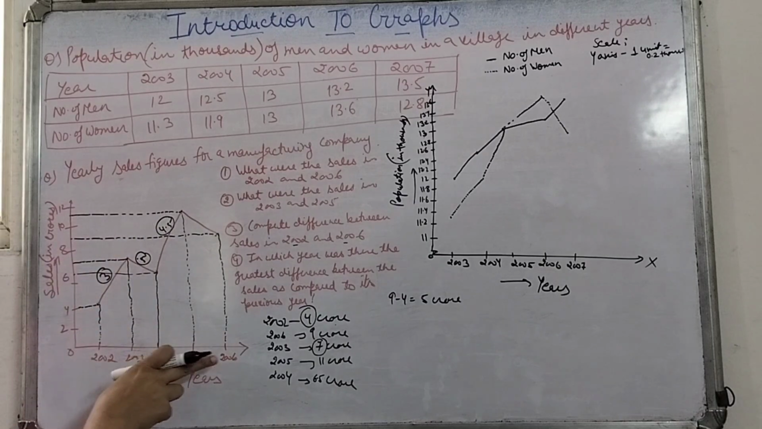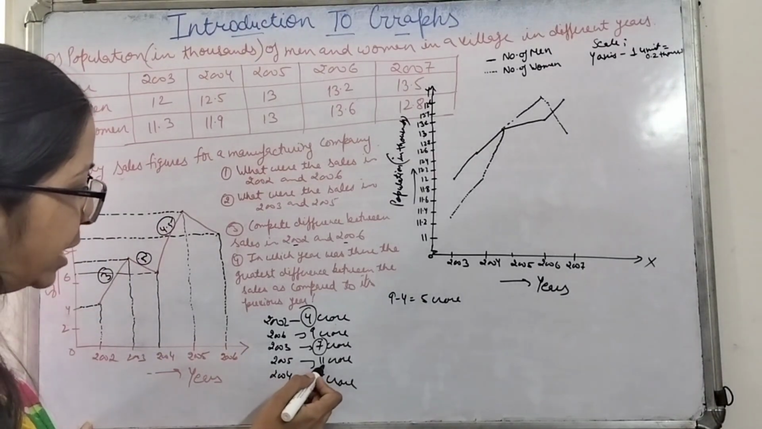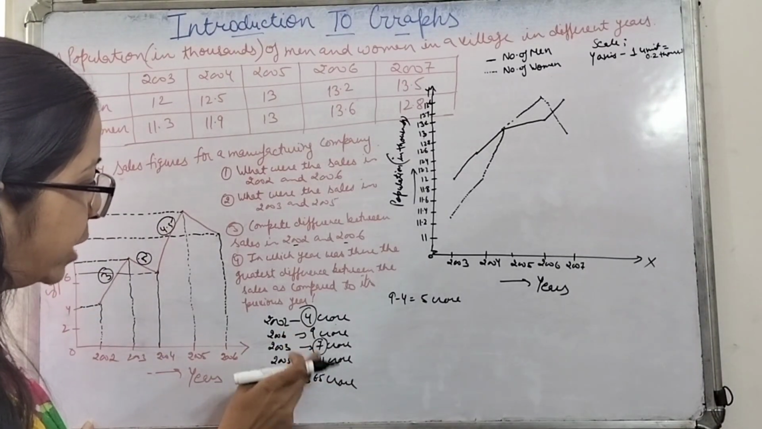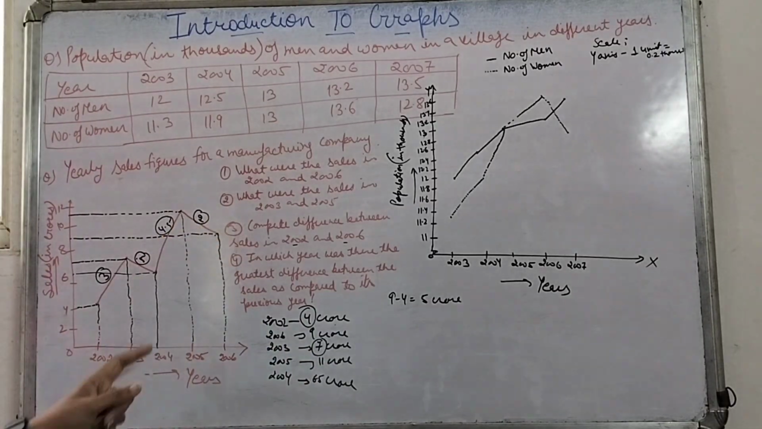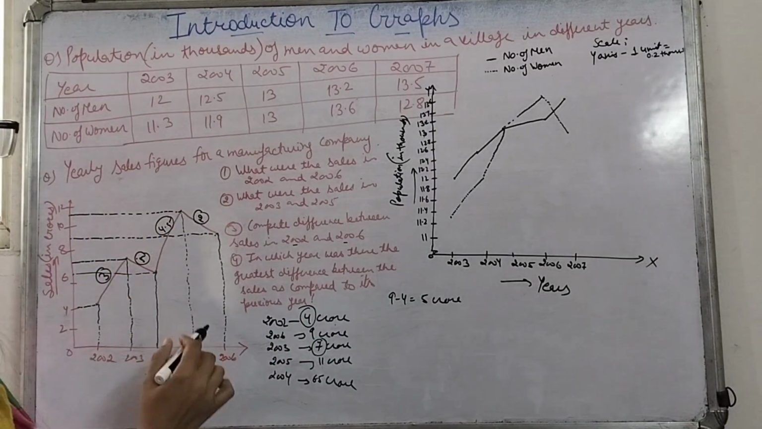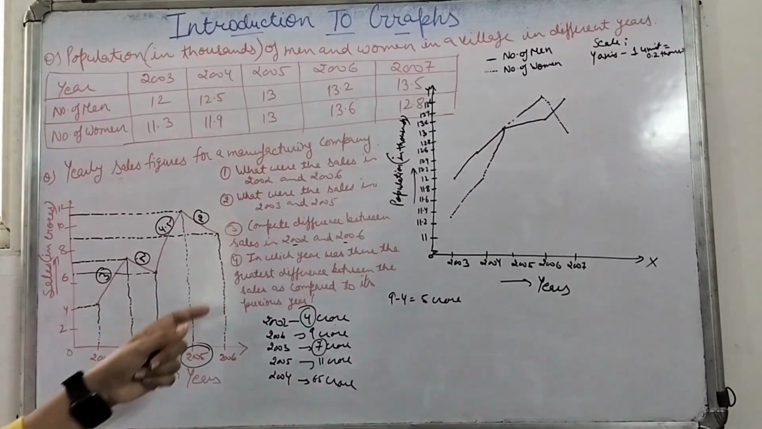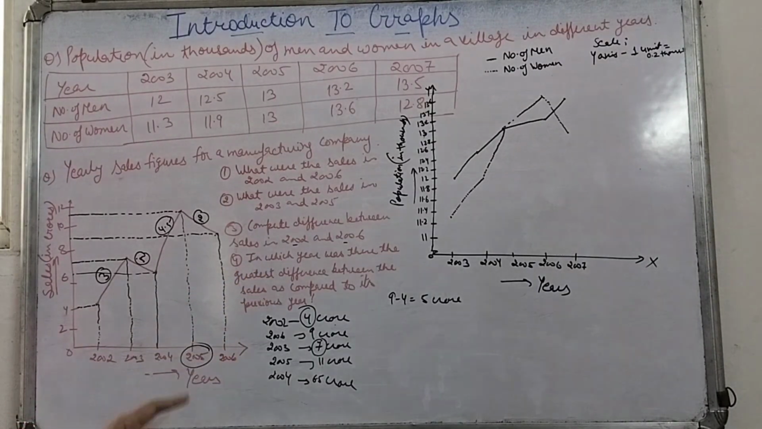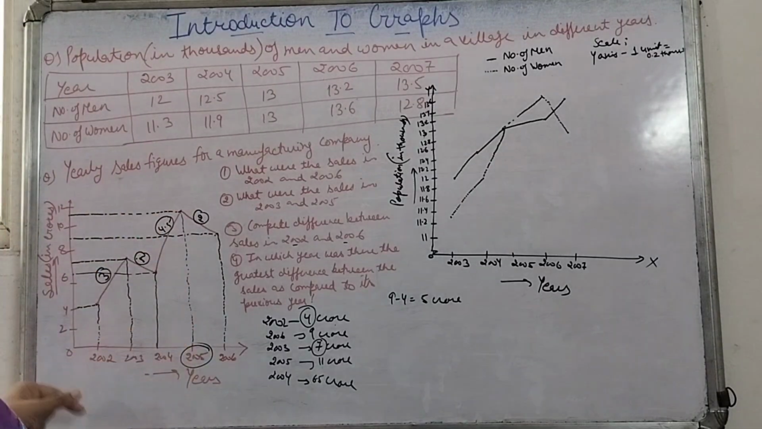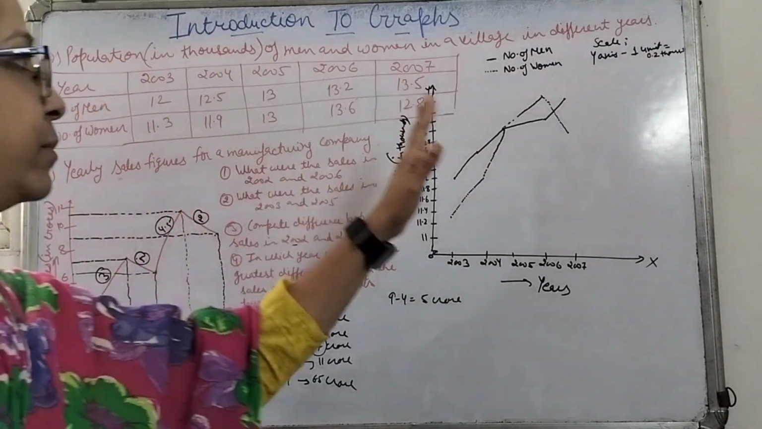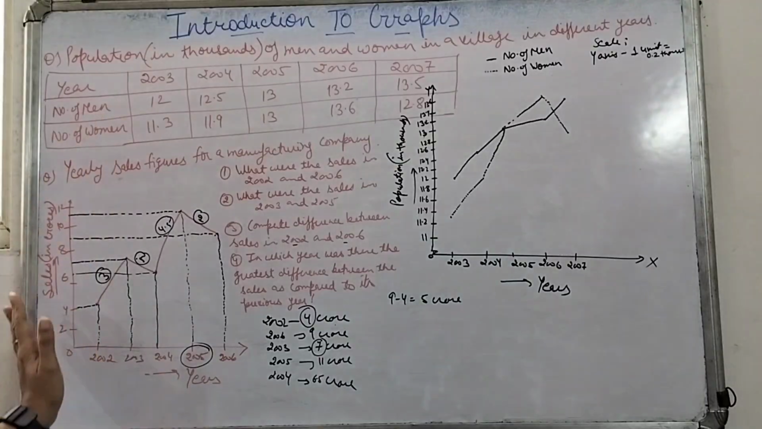From 2005 to 2006, in 2005 it is 11 crores and in 2006 it is 9 crores. So the difference is 2 crores. So the highest difference is 4.5. That means in the year 2005. In which year was the difference highest? That is 2005. So this is how we can read the given line graph, and this is how we can make and read the line graph.